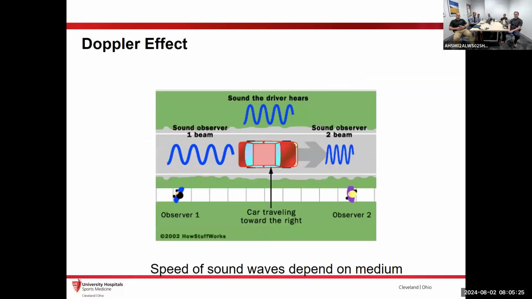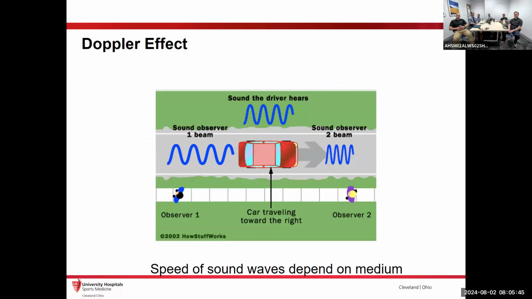So I think this is important. Doppler effect. I think this is going to become more important as we start looking at soft tissue injuries with ultrasound, and we'll talk a little bit about cost coming down at the end, but as the cost kind of comes down with some of these machines, you're going to start to look at things a little bit differently.